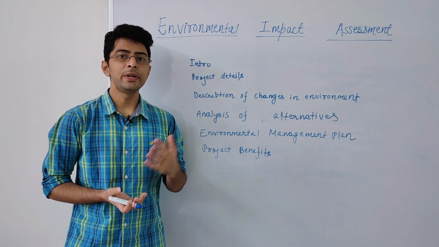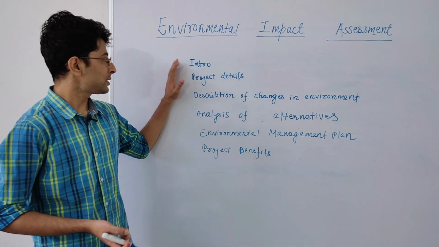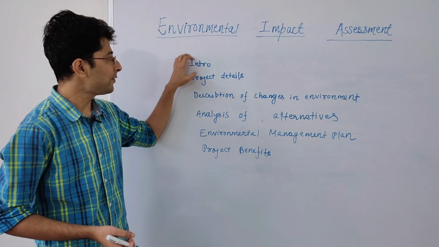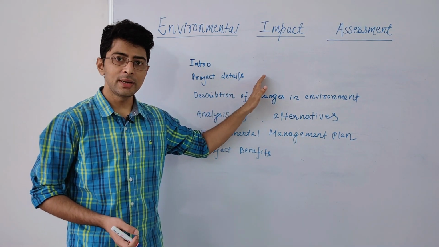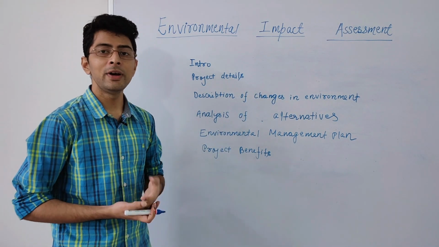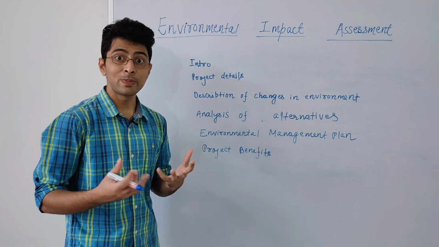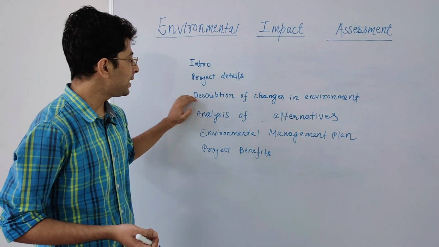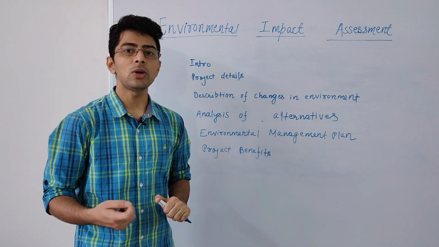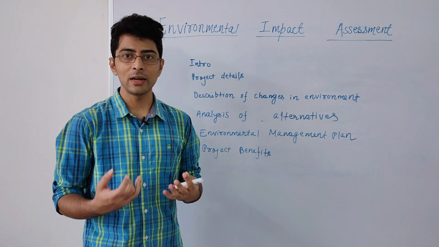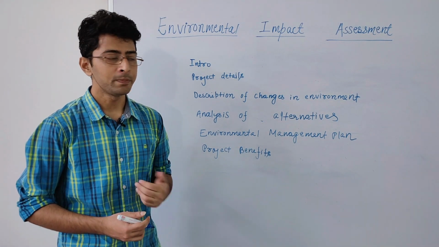Let me just give you a brief outline of what an EIA report looks like. So first, if you read any EIA report, it will have an introduction of the project, and then in the second part it has project details, the area where this project will be undertaken, and all specific details of the project. And then you will have the description of changes in the environment, that is the studies on the basis of the terms of reference which is given to the project proposing party by the Expert Appraisal Committee.